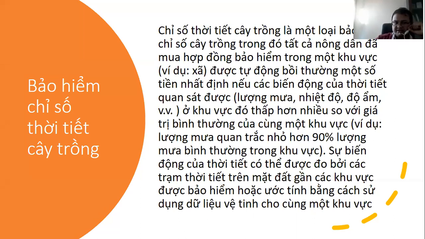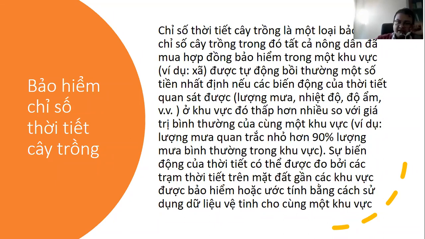So with weather index, as you can see, it's only focusing on the very specific weather-related risks. It is not directly covering any other risks. It could potentially indirectly cover other risks like pest and disease and so on, but only to the extent that the specific weather parameters being insured are relevant for pest and disease, for example. But it's only covering the weather risks directly.